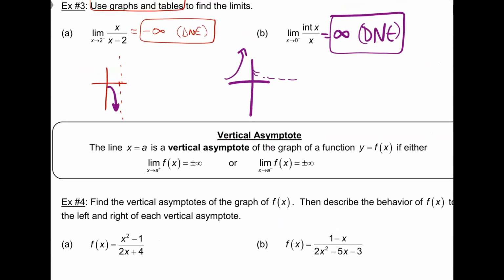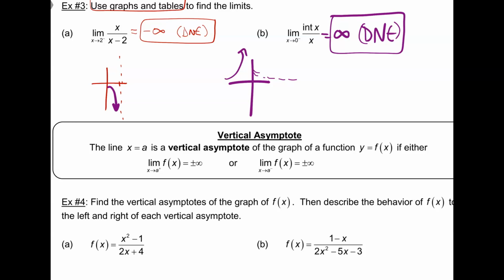Vertical asymptote. We could have vertical asymptotes if we're approaching a certain number and it's going to infinity, like what we just did right here. We had a vertical asymptote at 0. Because if you think about it, 0 divided by 0 is indeterminate. That's no good.